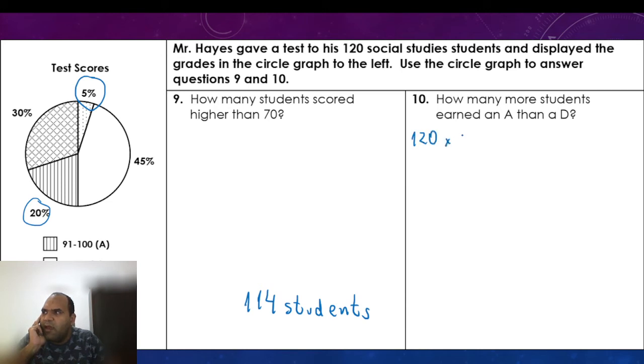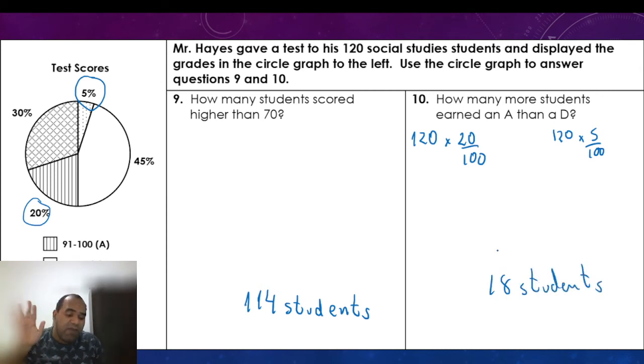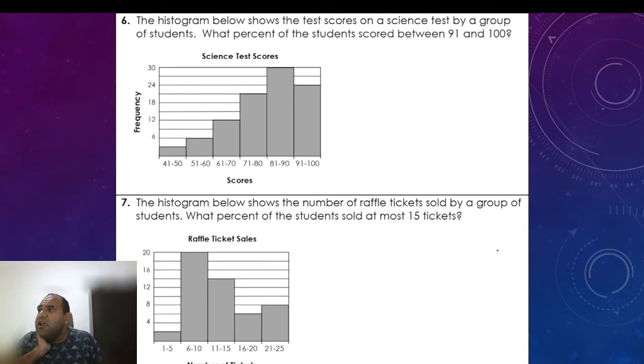120 times 20%, and you got a result, and you have the other, 120 times 5%. We got another result, okay? And you subtract. 24 minus 6 is equal to the number of students, 18 students. Great, guys. We finished this thing. I think you understand. Here's how to read the histograms.